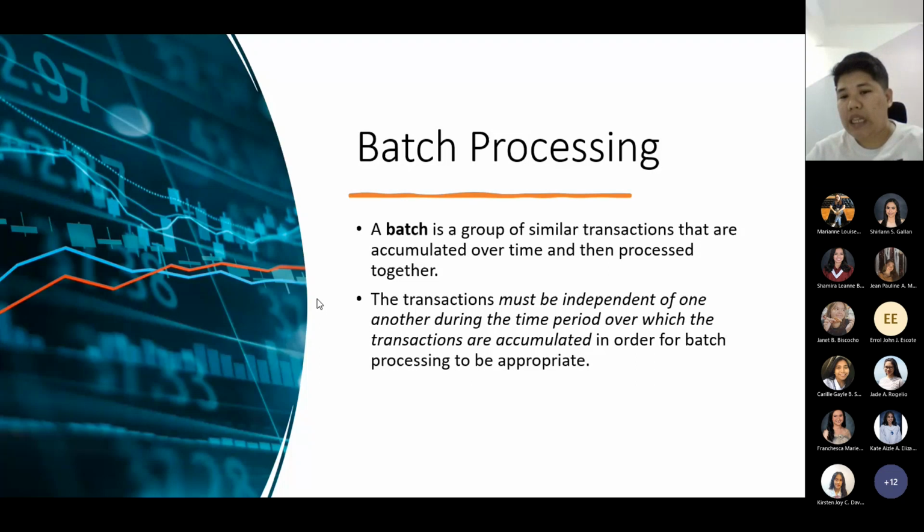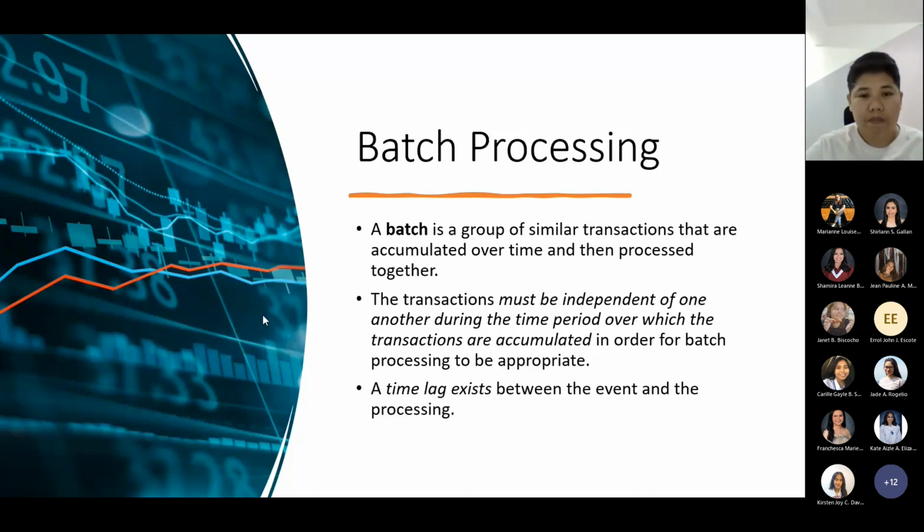The transactions must be independent of one another during the time period over which the transactions are accumulated in order for batch processing to be appropriate. Kasi, if loan number 1 is related to loan number 2, hindi po pwede yun i-batch process. Kasi po, magkakaroon ng problema dun sa processing mismo. Pwedeng magkamali ang system sa pag-process. Instead kay 1 maibigay, kay 2 na ibigay. Instead na kay 2 napunta kay 1. They must be independent. Okay?